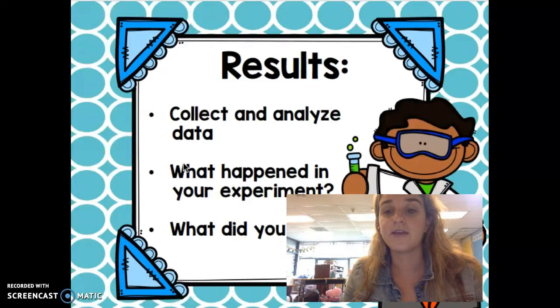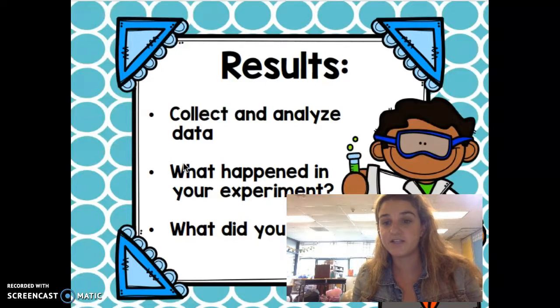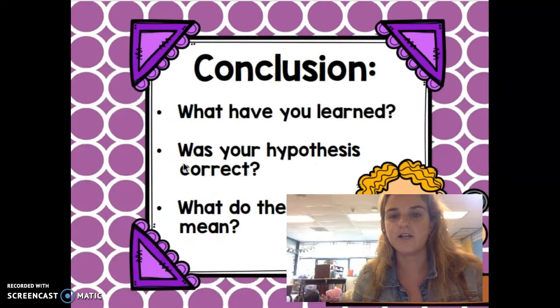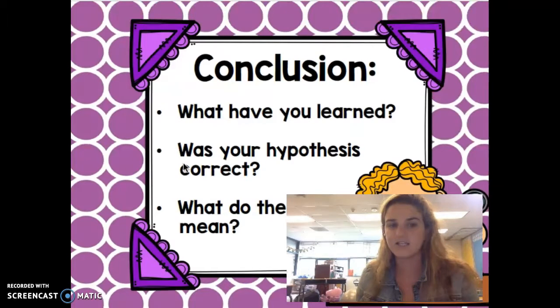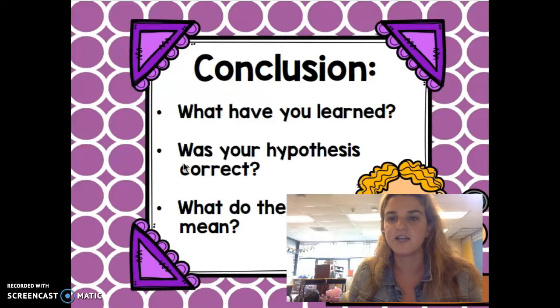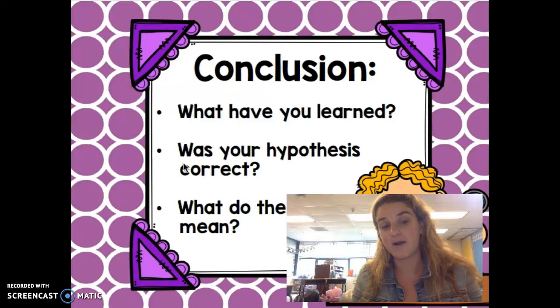And we create inferences based on these observations to then come to our conclusion, which is the inference based on our observations, and we prove or disprove our hypothesis.